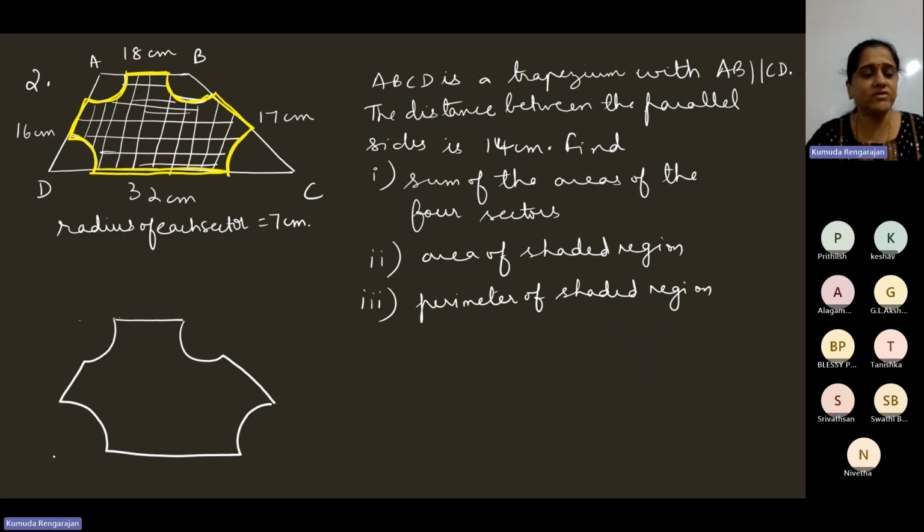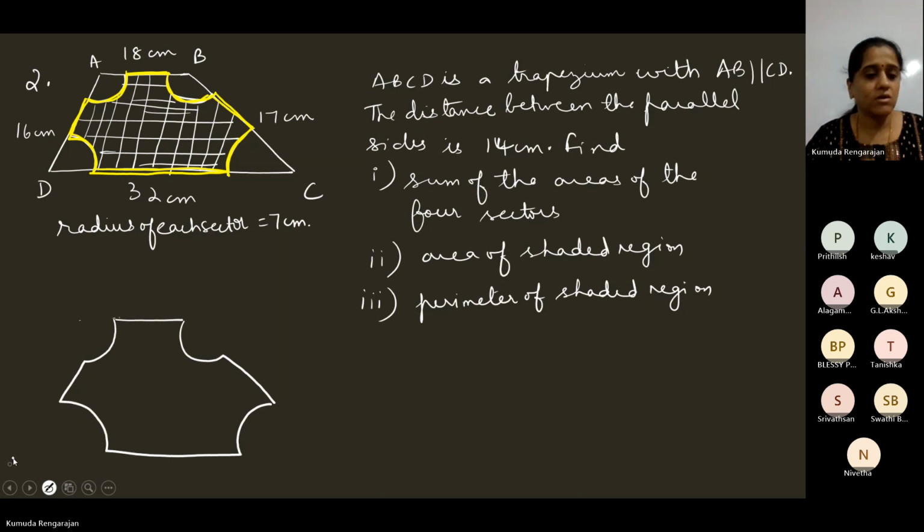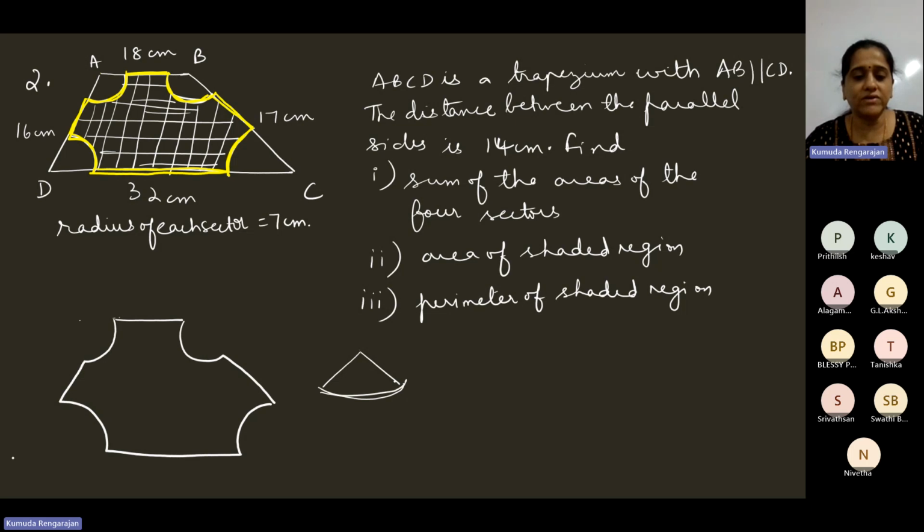Okay, so what's the perimeter of the shaded region? What is the total length? AB is 18. How much is it from here to here? 7. What's the radius of the sector? Radius of the sector is 7, right? So from here to here is 7, and from here to here is also 7. So 18 minus 14, 4. This portion is 4, and this portion is 4.